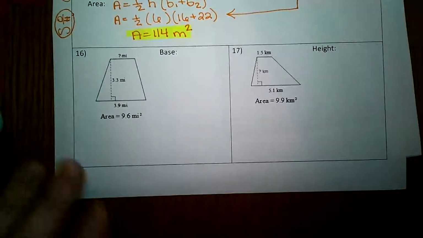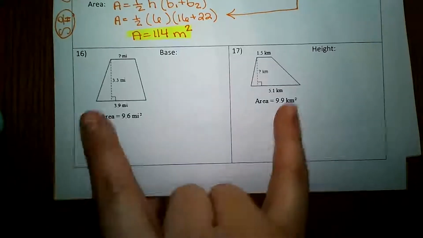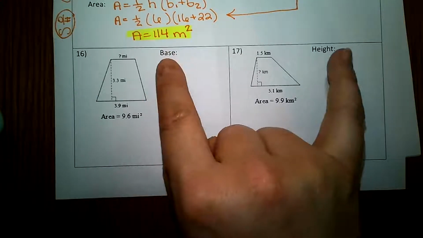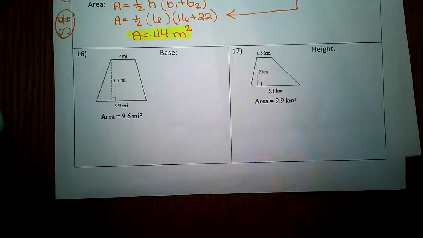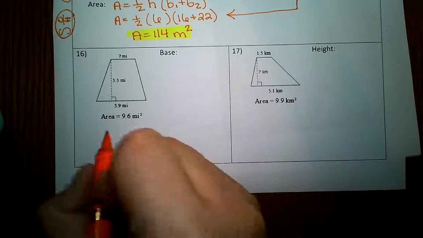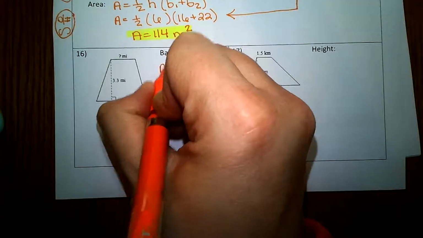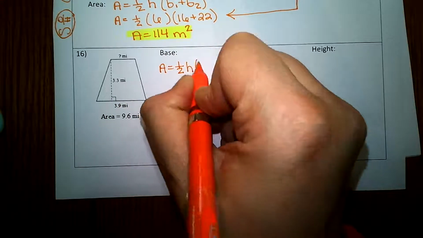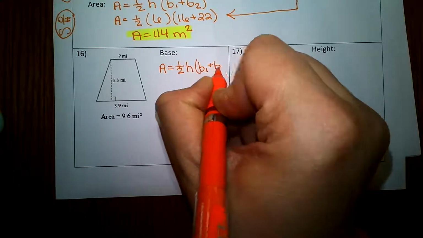In these examples, we are not going to be solving for area. Check it out. I've given you the area. What we're going to be looking for is a base in 16 and the height in 17. So let's look at this formula again. We've got area is equal to half of the height times the sum of the 2 bases.